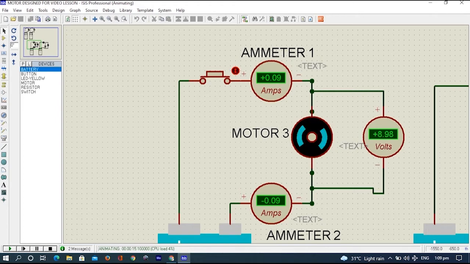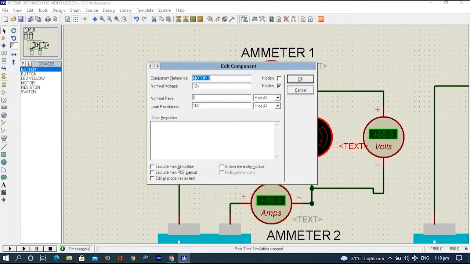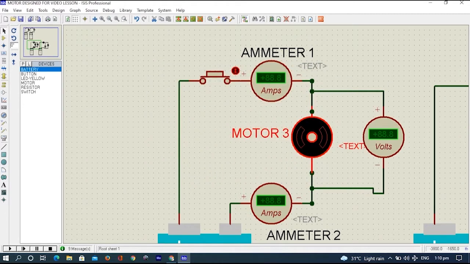But what will happen if we increase the internal resistance of our motor? Stop the simulation. Right. Of course, it will decrease the current. Let's increase the internal resistance to 400 ohms. Let's run the simulation again. Now, from positive 0.09 amps, it reduces to positive 0.02 amps while increasing the voltage here.